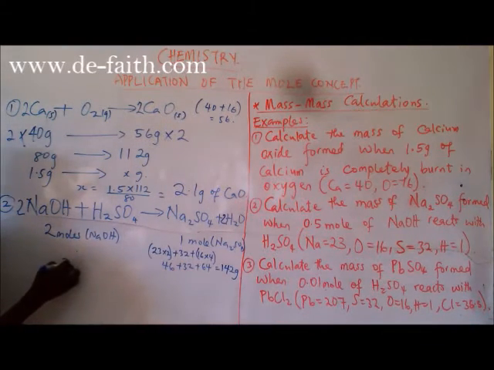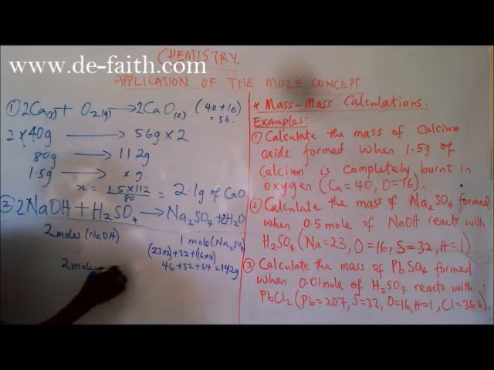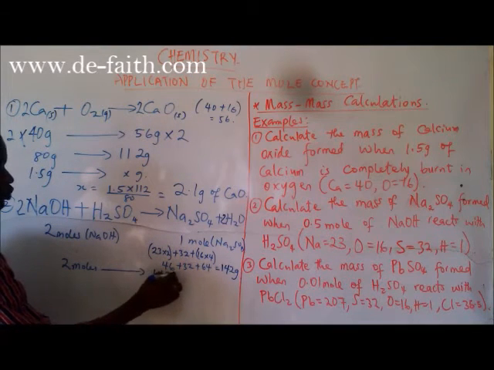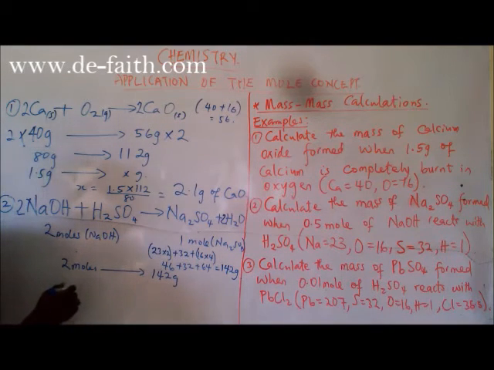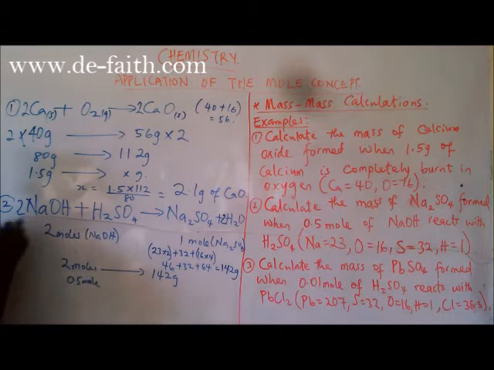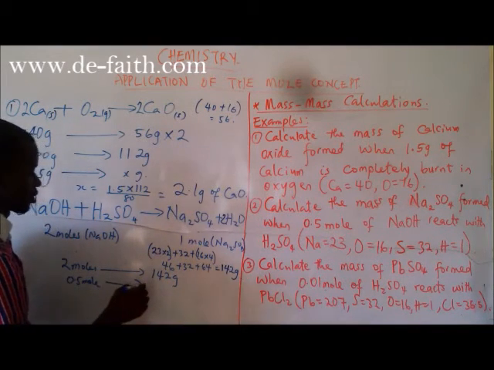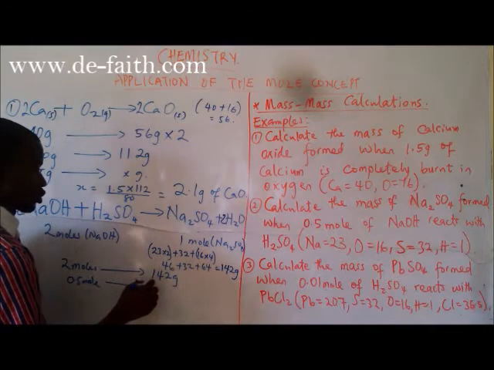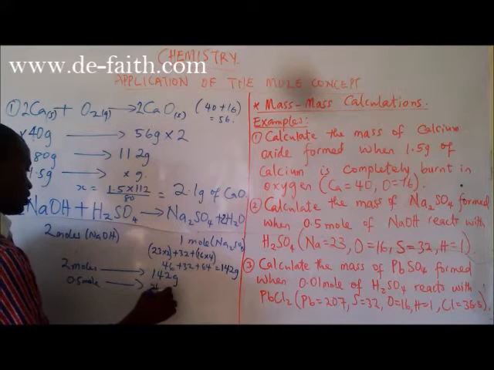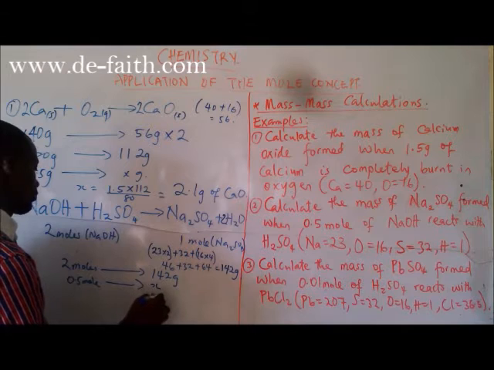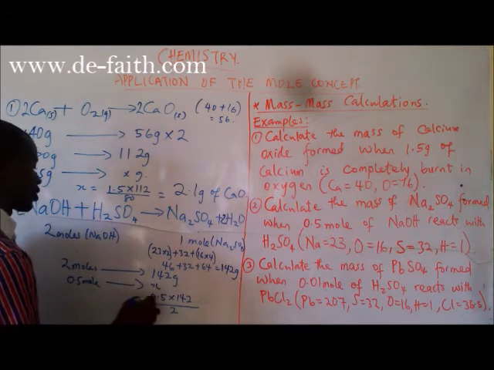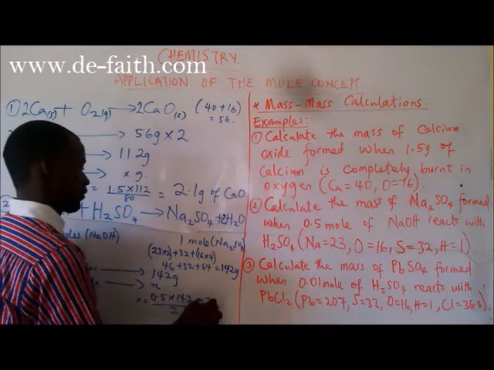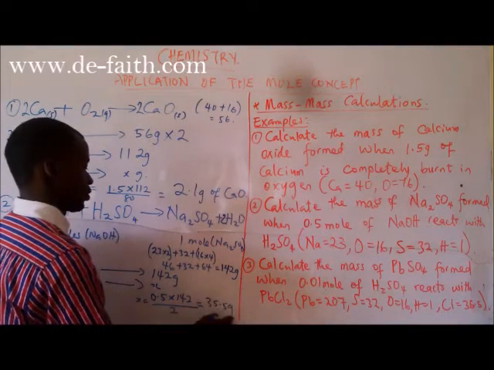So we know that we have 2 moles relating it to 142 grams of Na2SO4. Hence, if you have 0.5 mole of sodium hydroxide, how many grams of sodium tetraoxosulfate 6 are we going to have? That means we have 0.5 times 142 over 2 moles. That will give us our value, 35.5 grams of Na2SO4.